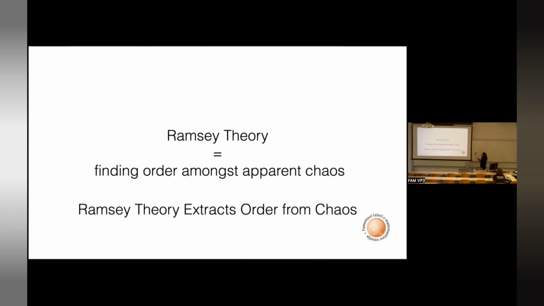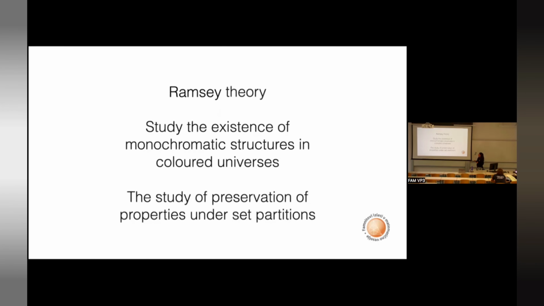So if we don't know much about the starting conditions, can we predict what we get? And this is kind of finding the order. So Ramsey theory, again, studies the existence of monochromatic structures in a colored universe. Or in other words, because here we're coloring, but it's not about the colors, it's about the preservation of properties in some partitions.